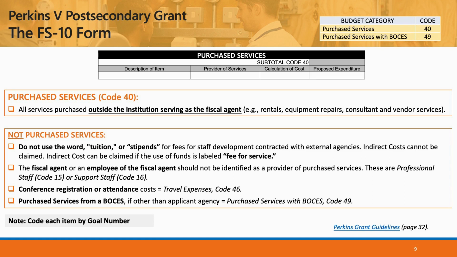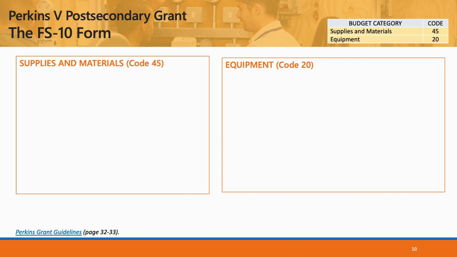Conference registration or attendance costs should be budgeted under travel expenses, Code 46. Purchase services from a BOCES, if other than the applicant agency, should be budgeted as purchase services with BOCES, Code 49. Please know that we are emphasizing these nuances as they reflect common misunderstandings and errors. Finally, please code each item by goal number, as you did with support staff salaries, Code 16, and professional salaries, Code 15. The next two tabs are supplies and materials and equipment.